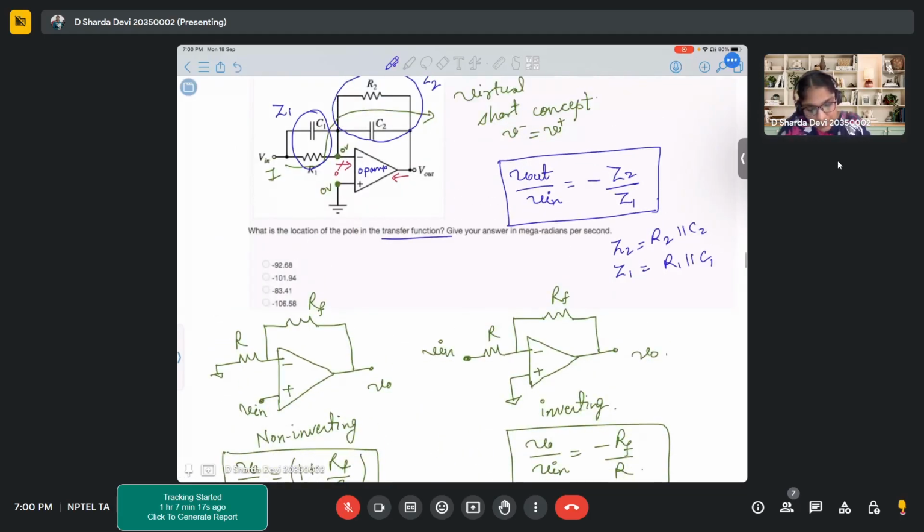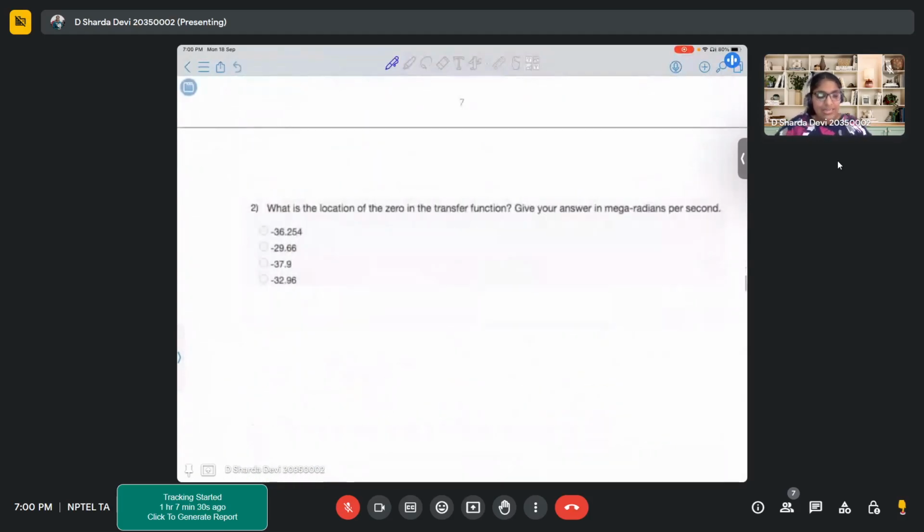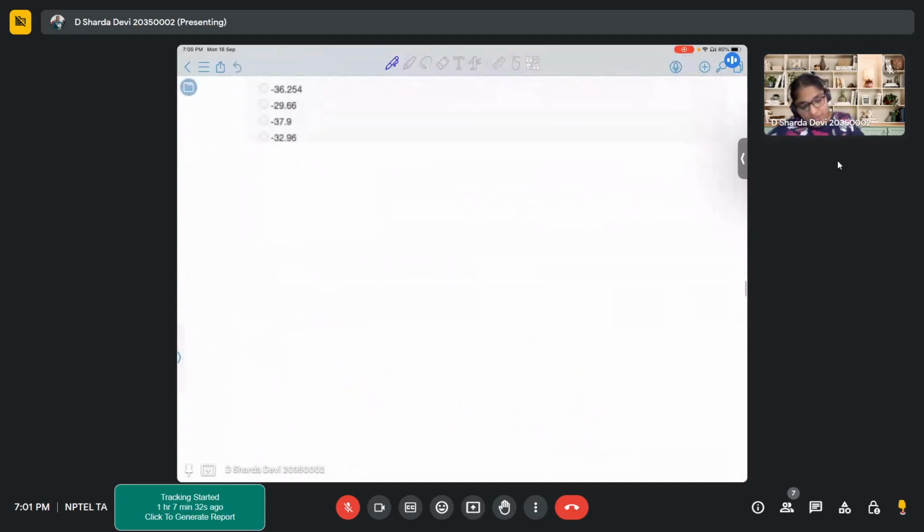So the question is, what is the location of the pole and zero in the given transfer function? It is actually an inverting configuration, so we know that Vout by Vin is minus Z2 by Z1. It is again the follow-up question, so I'm solving it over here.